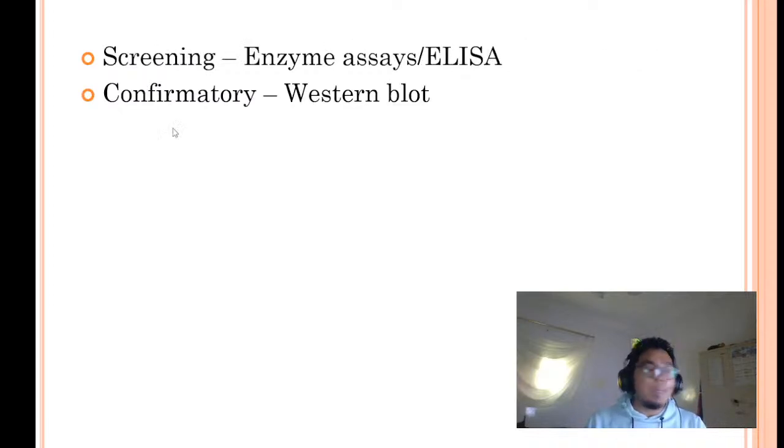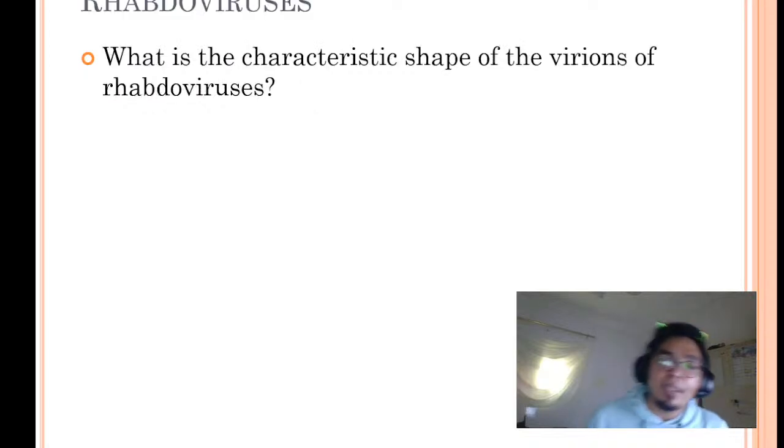Now that we've finished with HIV, we can move on to the rest of the viruses. Rhabdovirus has a characteristic shape, which is what? Anybody in the chat? Not a prize question, but I hope you will remember. Bullet shape. Wonderful, Adrian, and wonderful, Mayra. Thank you so much for participating, even though that wasn't a question with a prize.